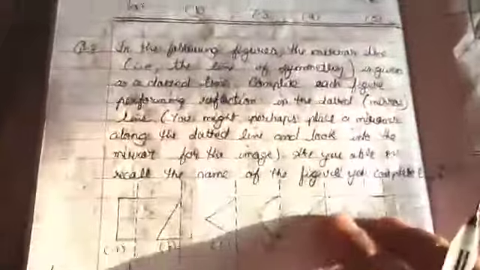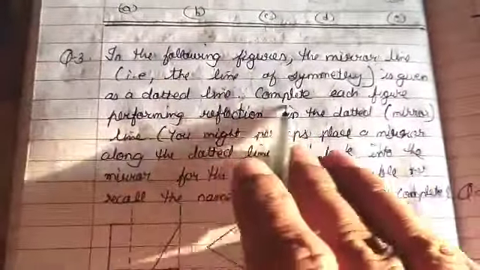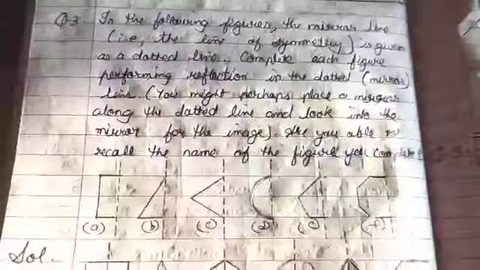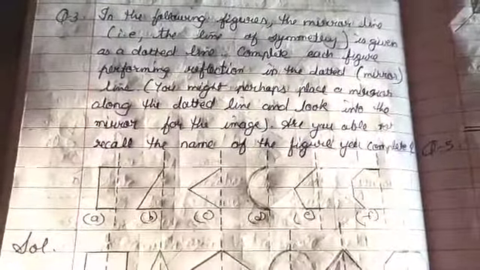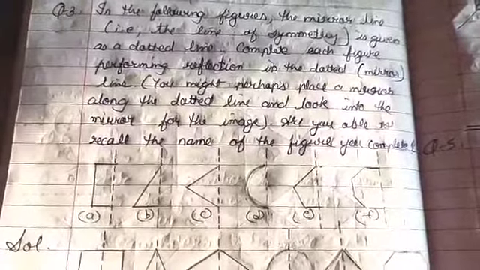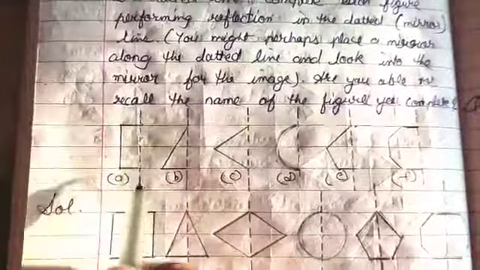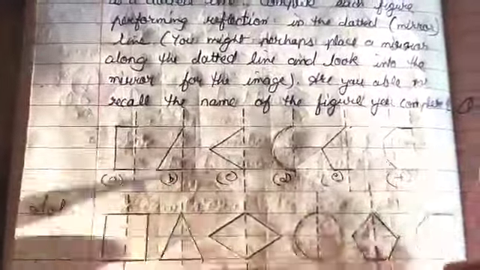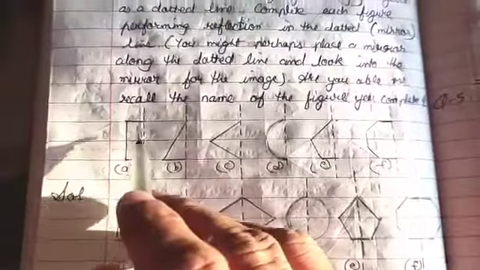Now, the next question. In the following figure, the mirror line is given as a dotted line. Complete each figure performing the reflection in the dotted line. You might perhaps place a mirror along the dotted line and look into the mirror for the image. Are you able to recall the name of the figure you completed? Now see here, one figure is there. You have to think that the dotted line is a kind of mirror. Now you have to draw the mirror image.